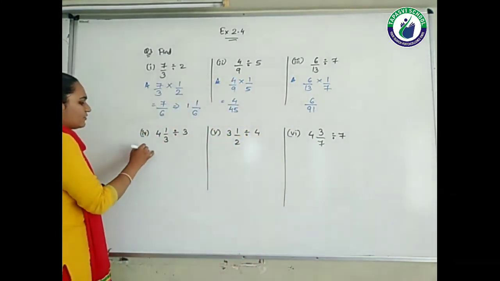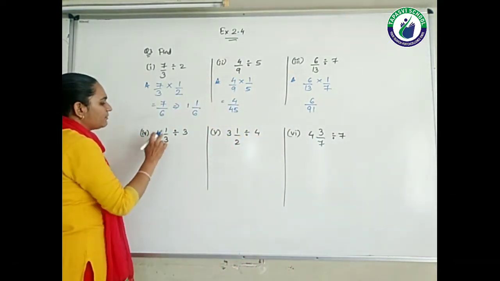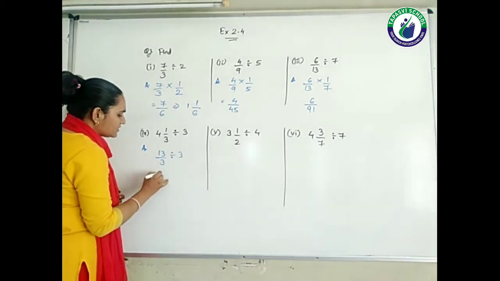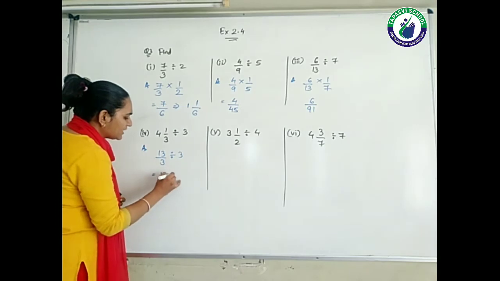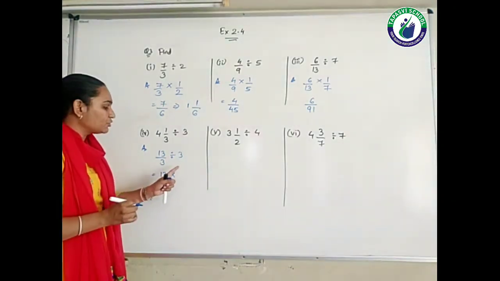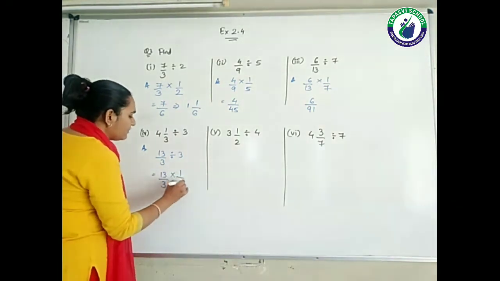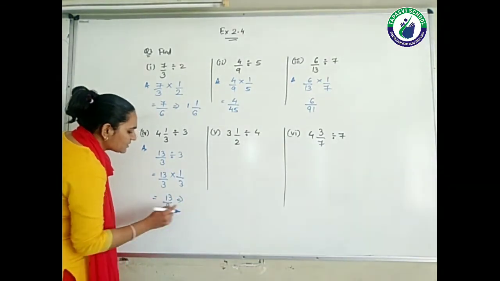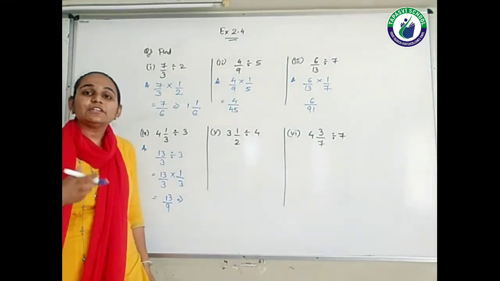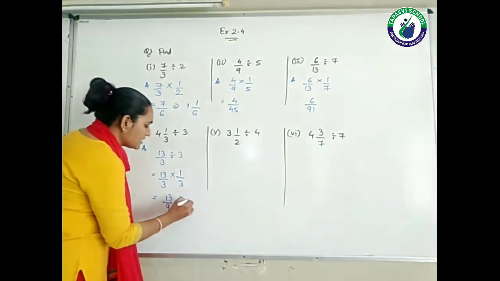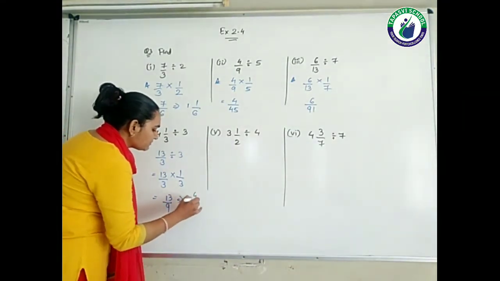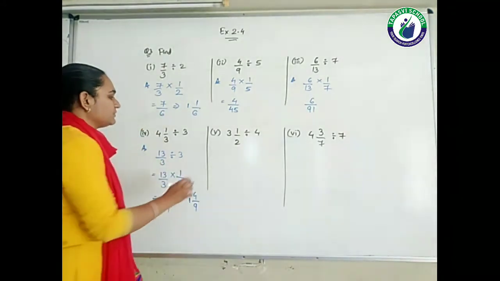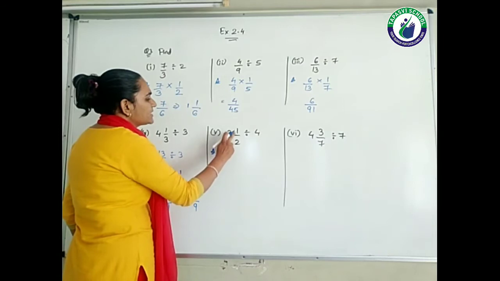So next, fourth question, 4 threes are 12 plus 1, 13 upon 3 divided by 3. So 13 by 3, division sign convert into multiplication sign, and we'll do the reciprocal of 3. So 1 by 3. So 13 ones are 13 and 3 threes are 9. This is an improper fraction, so we'll convert it into mixed fraction, students. So 1 integer 4 by 9.